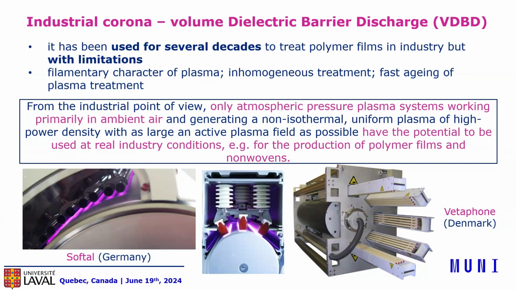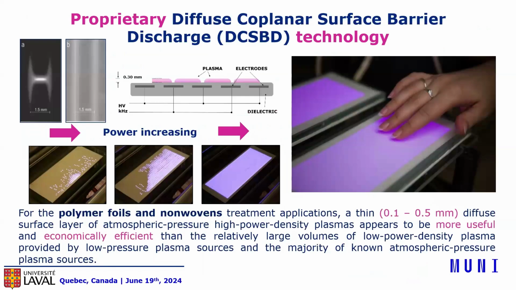So there are different configurations of this system. This is cylindrical, very often used in industry. As you can see, there is a grounded roller covered with ceramics and also discharge electrodes. Another arrangement is produced, for example, by the Softal company from Germany or Vetaphone. They are used for the treatment of flexible materials, especially polymers, but of course with some limitations. The disadvantages of this plasma are its filamentary character, inhomogeneous treatment, and also fast aging of the plasma treatment, and I will explain it later. So, motivated by this, on the market there are atmospheric pressure systems, but with quite a lot of limitations.